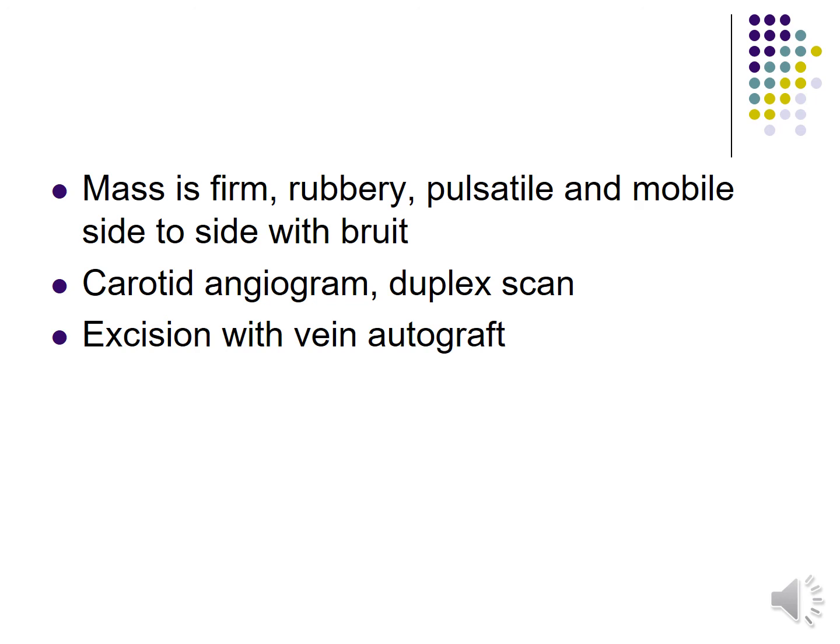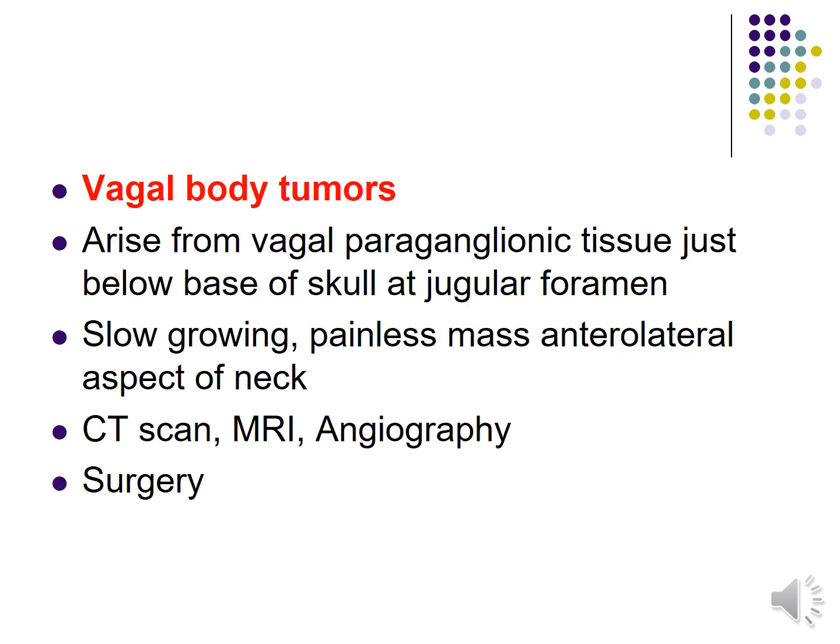Firm, rubbery, pulsatile, mobile side to side. The carotid angiogram and duplex scan give the diagnosis. What is the treatment? Excision with venous autograft. The vagal body tumor arises from the vagal paraganglionic tissue just below the base of skull at the jugular foramina. Slow growing, painless mass in the anterolateral aspect of the neck. CT scan, MRI and angiography are the diagnostic investigations.